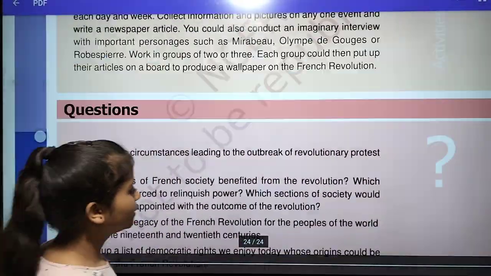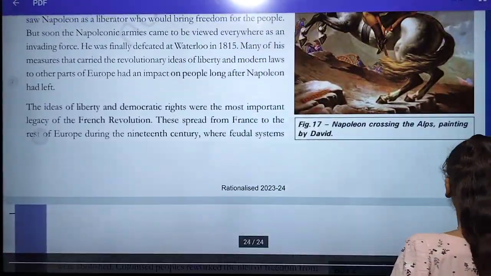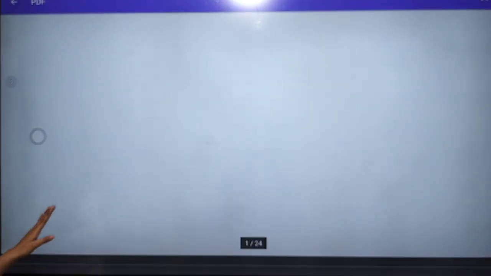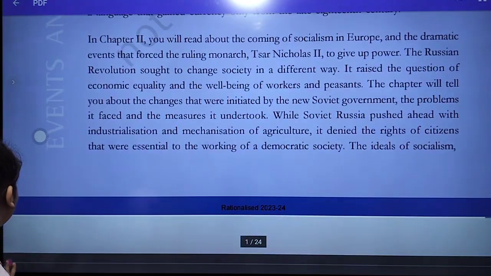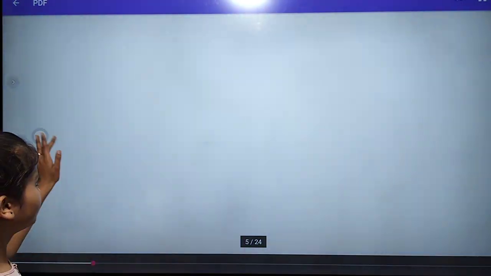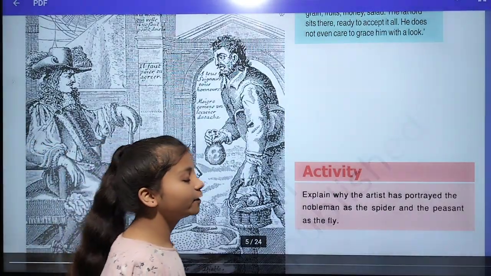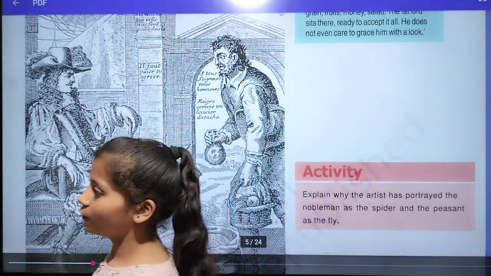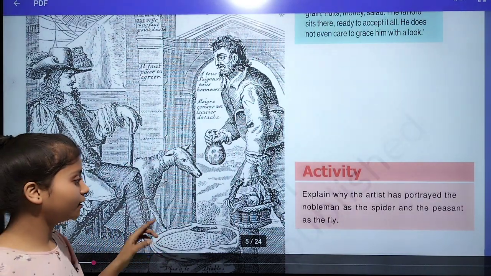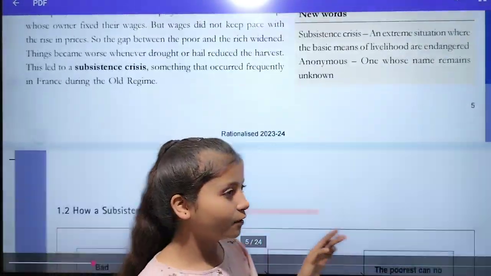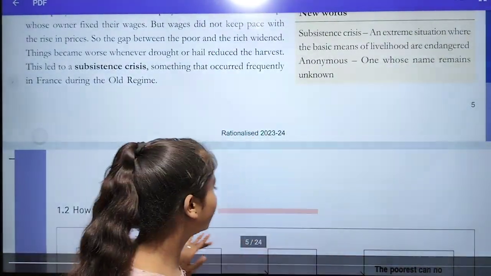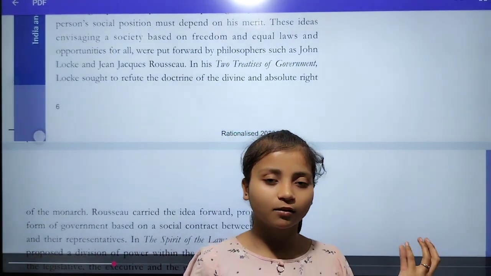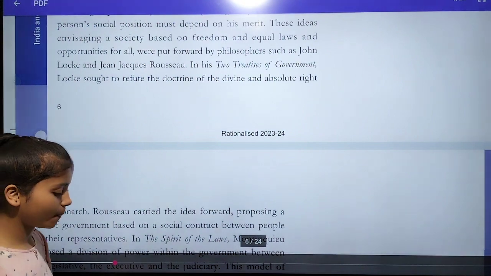Yes, so this is all about the French Revolution. But in this video, we have read about why the third estate boycotted the National Assembly, and also how the constitution was drafted, and that's all for today.